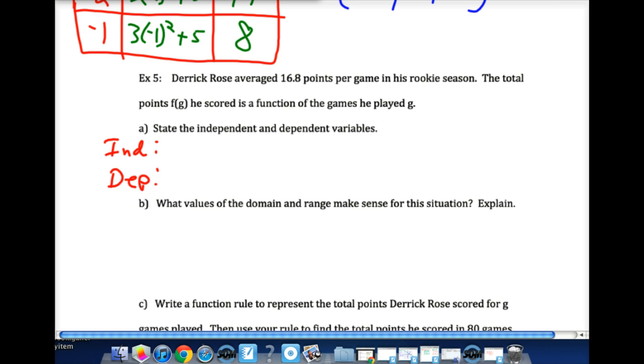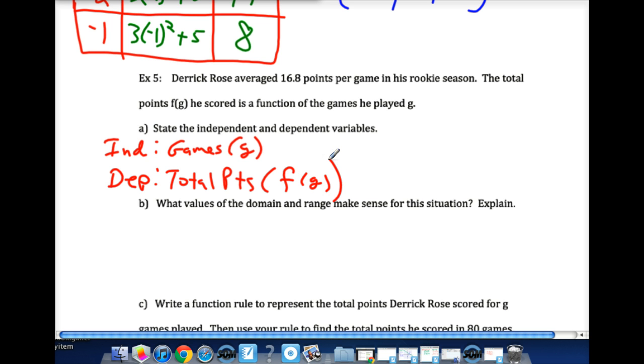Say it the other way, and it doesn't make sense. His games depend on his total points. No, it doesn't make sense. You have to play games to get points. His total points depend on his games. So the games are the independent variable, which we said would be g, and his total points are dependent, which we said to be f of g.